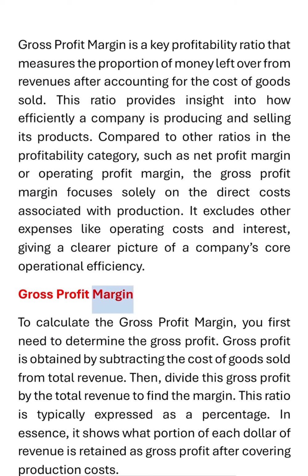Gross profit margin. To calculate the gross profit margin, you first need to determine the gross profit. Gross profit is obtained by subtracting the cost of goods sold from total revenue. Then, divide this gross profit by the total revenue to find the margin. This ratio is typically expressed as a percentage. In essence, it shows what portion of each dollar of revenue is retained as gross profit after covering production costs.